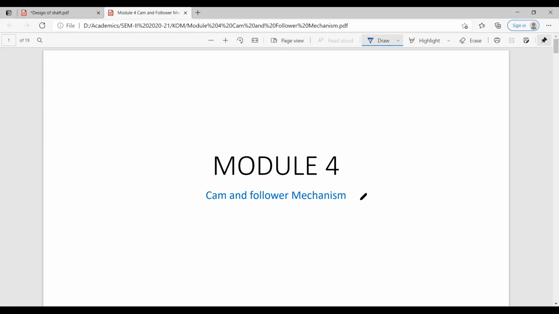If you remember, we had a brief encounter with the cam and follower mechanism when we were learning the types of kinematic pair. There we had a glimpse of the cam and follower mechanism. Today we will learn it in detail in this fourth module.